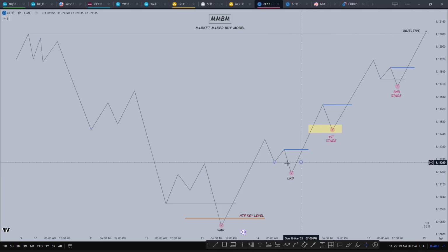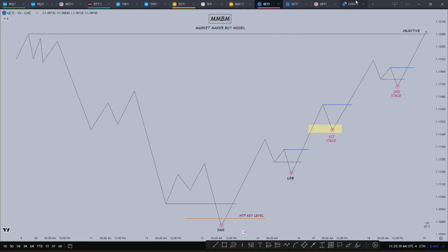First stage will never be before LRB. The closest leg to the SMR, the next relevant leg which makes price go higher after SMR, is the zeroth leg, the LRB, and vice versa for bearish LRS.